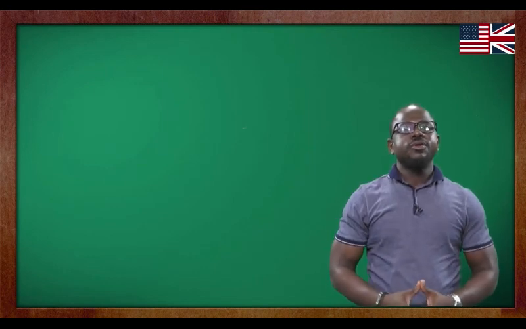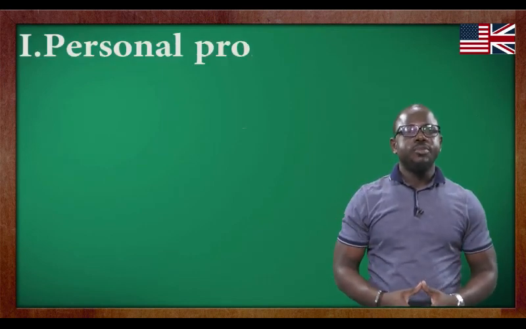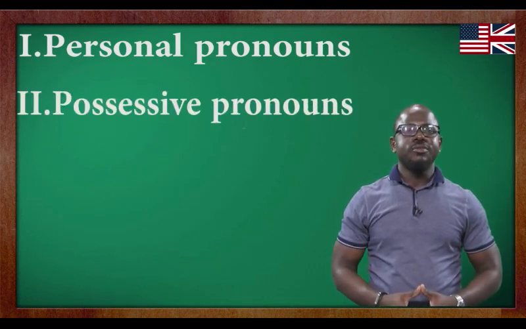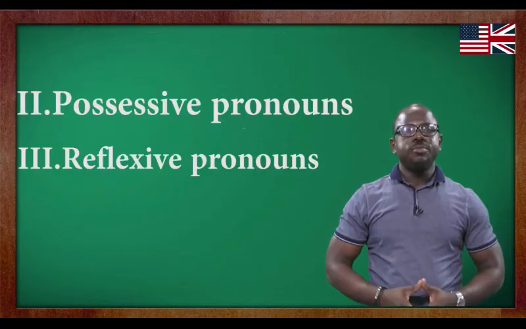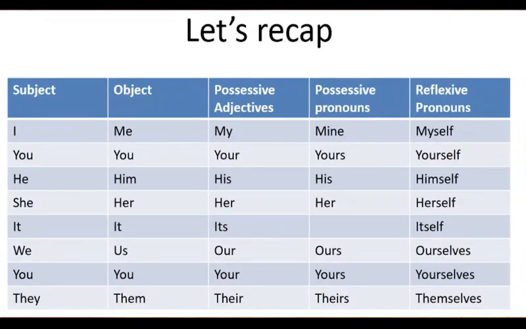We've seen 3 types of pronouns: the personal pronouns, the possessive pronouns, and the reflexive pronouns. For personal pronouns, we've seen 2 types: subject and object. Subject personal pronouns are I, you, he, she, it, we, you, they. The corresponding objects are me, you, him, her, it, us, you, them.